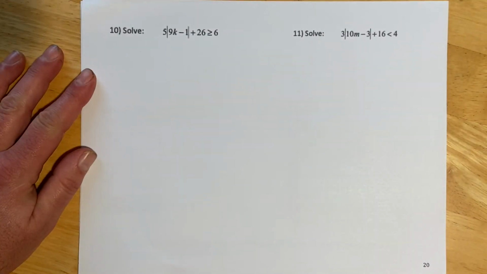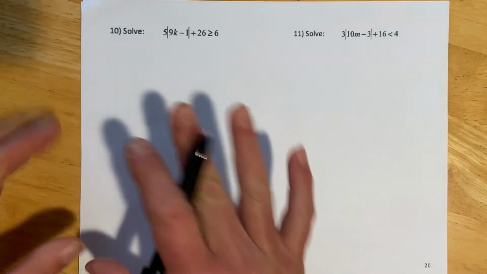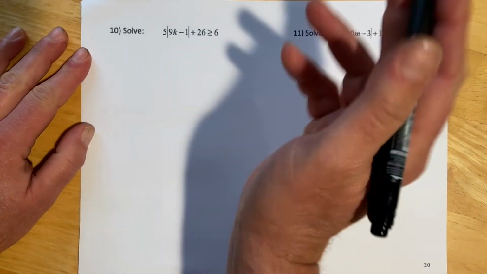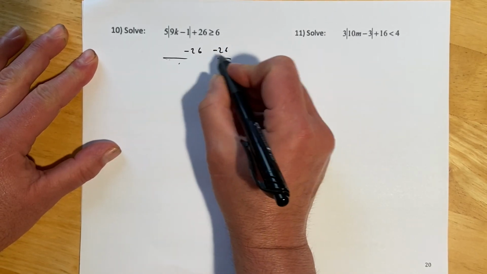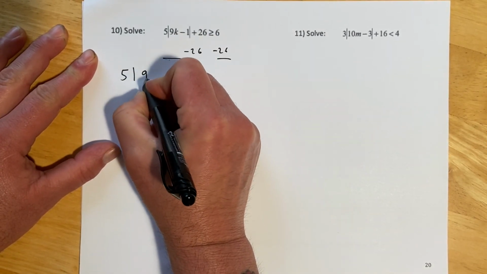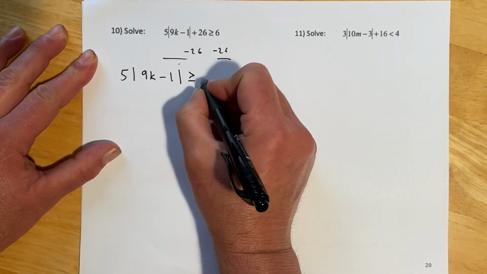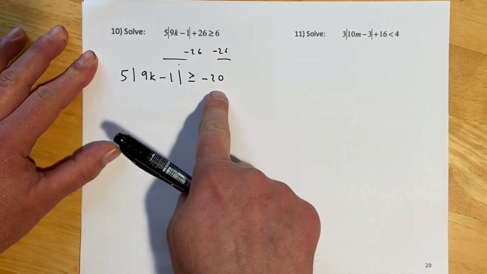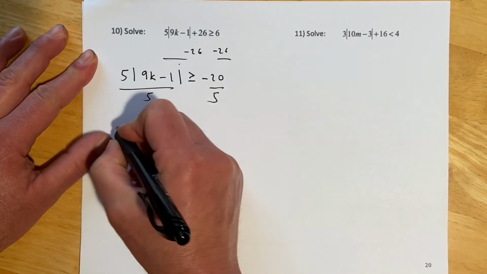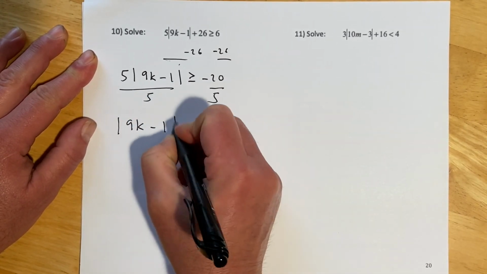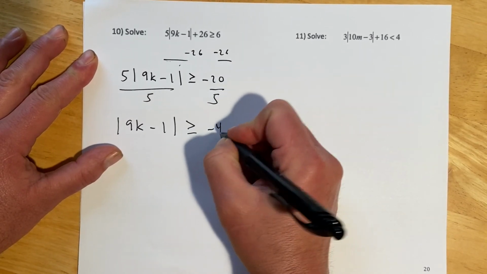So these next two basically look the same, but these are the ones that do funky stuff. These are kind of the exceptions. So here I go to solve just like I did on the last one, minus 26 on both sides. And we got 5 absolute value of 9k minus 1, and then this is going to be greater than or equal to negative 20. Again, if you see a negative on the right-hand side of these things, be suspicious. Let me finish it to here. So I got my absolute value isolated. Negative 20 divided by 5 would be a negative 4.